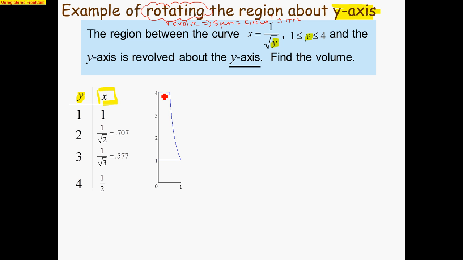So notice, the region between this curve. There's the curve. Curve, check, between y equals 1, y equals 4, and the y-axis is spun around the y-axis. So this time, here's my y-axis. This is my axis of revolution. Notice there is no space between the figure and the axis of revolution.